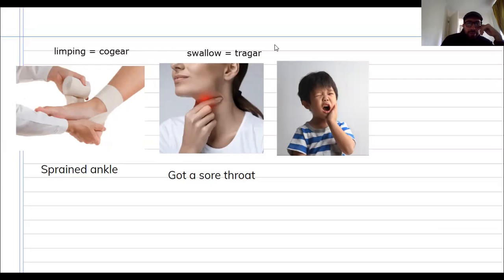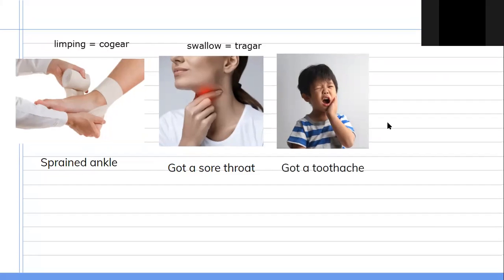What about this person? What about this kid? Got pain in the, ¿cómo se dice? Muela. Or cachete. In that part he's touching. Toothache? Yes, it's a toothache. Some people may say a pain in the teeth, but the correct word is a toothache. Muela, in this case, just the teeth.